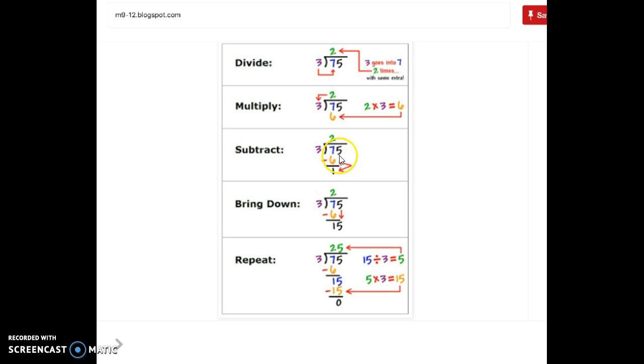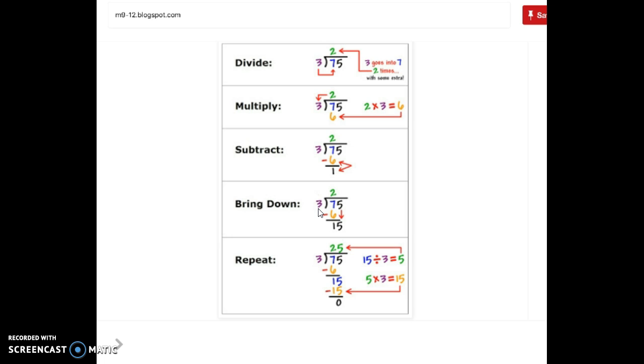The next step is to bring down the 5 that is in the ones place. So let's look down. That's where we brought down that 5. So now we're going to ask ourselves again, how many times will 3 go into 15? Or what times 3 will give us 15 without going over?